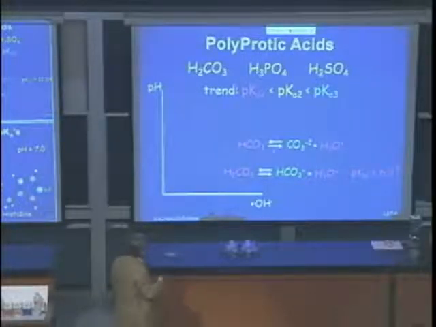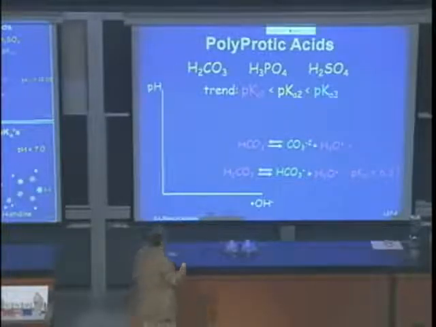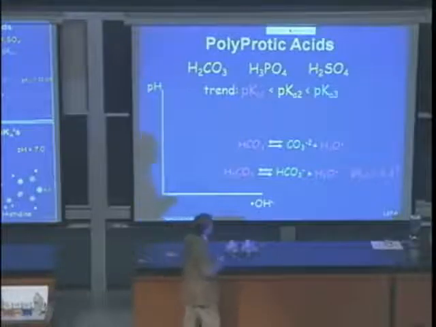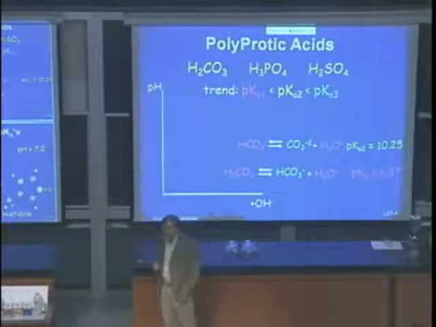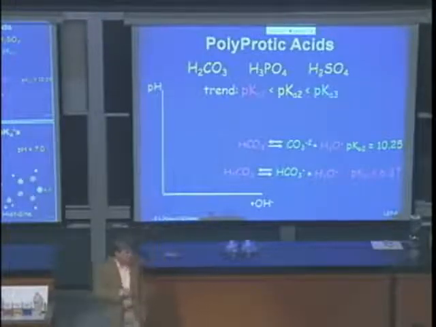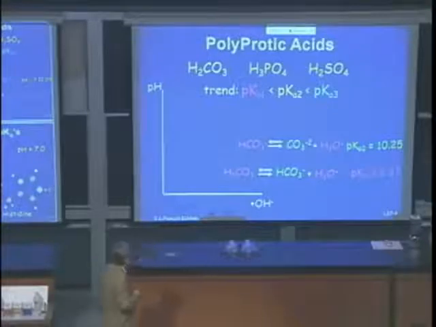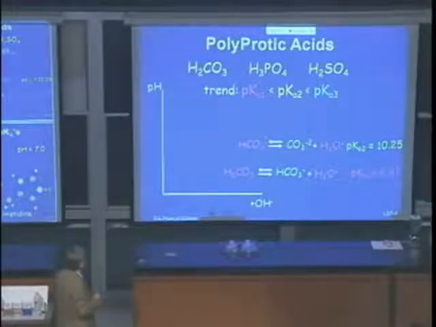So now we have this HCO3 minus. It reacts with water to form CO3 2 minus, the carbonate anion, plus H3O plus. So that's the second one coming off. And that means the pKa is 10.25, or the Ka is 10 to the minus 10.25. So I'm at pH of 7. Would I have this here, or would I have that here?